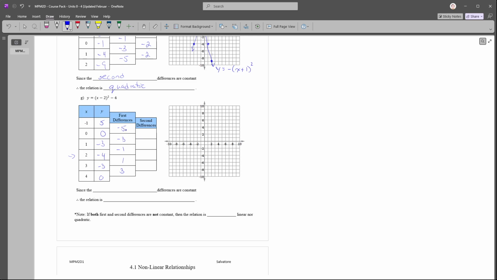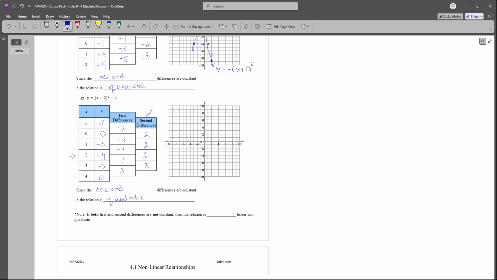-3 minus -5, that gives us 2. -1 minus -3, 2. 1 minus -1, 2. And 3 minus 1 is 2. So we have constant second differences again. So since the second differences are constant, that means the relation is quadratic. Let's go draw it in.